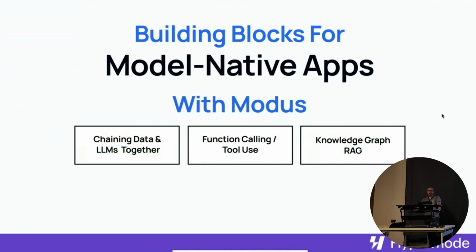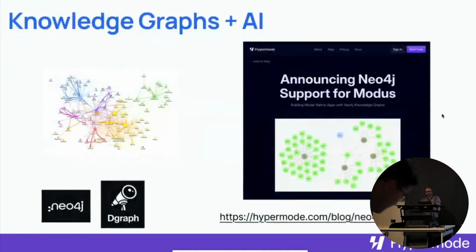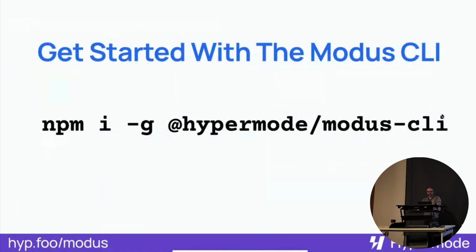We think of Modus as enabling building blocks for building these model native apps. The building blocks here are things like chaining data into your LLM calls, or enabling function calling or tool use, where we're allowing the LLM to make decisions about what data sources to interact with. And then finally, this idea of knowledge graph RAG, or leveraging rich context in a knowledge graph as part of the retrieval augmented generation process. For this reason, in Modus, we're adding support for more and more data connectors. We recently added support for Neo4j, which we're going to look at in a second.